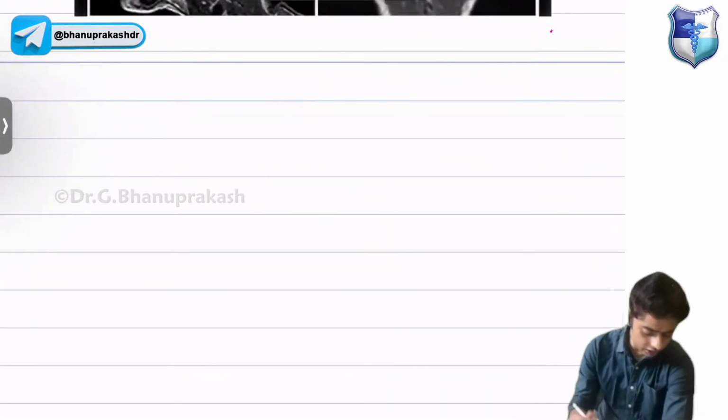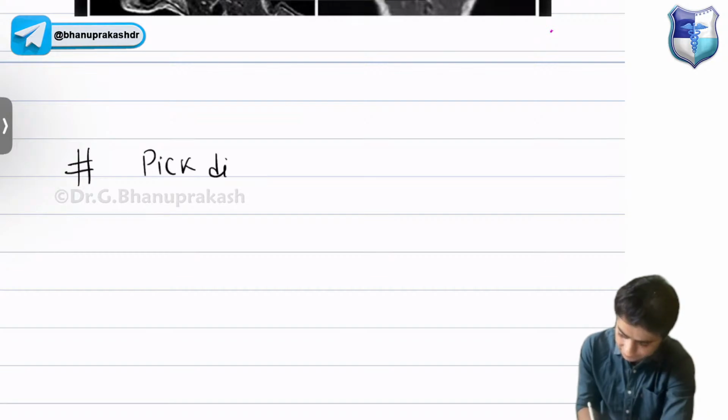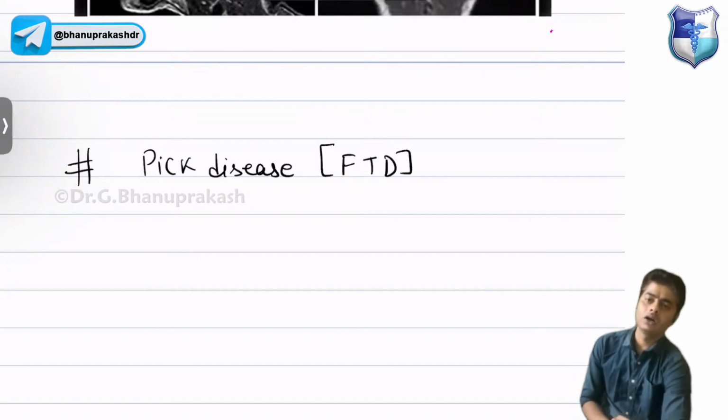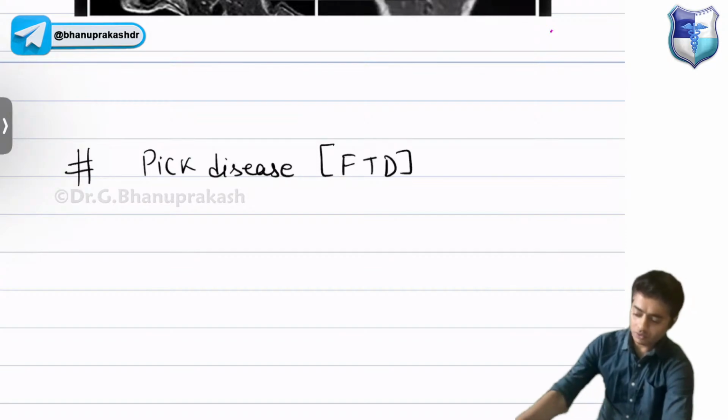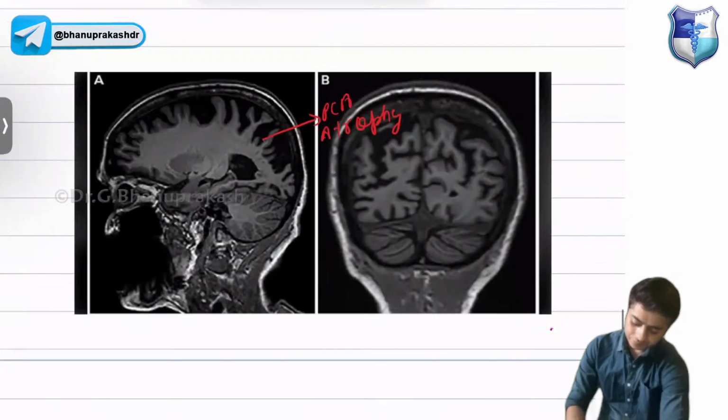So we will now come to the next disease, that is your sixth disease, also known as frontotemporal dementia. Okay, Dheeraj.